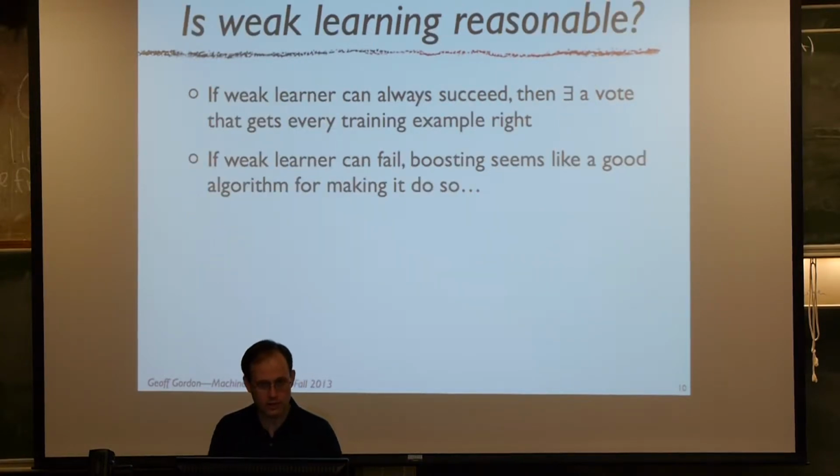So one last point. It turns out that if your weak learner can always succeed, that shows that there exists a vote that gets every training example right. And that sounds like a strong assumption. If the weak learner can fail, boosting seems like an algorithm for finding a way to make it fail, finding a distribution that it can't succeed on. But in practice, like I said, it actually works well. You usually don't stop with the weak learner failing. You usually stop by getting everybody right with a high margin.